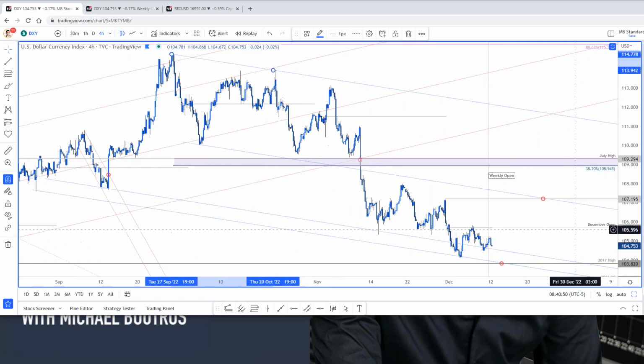Any questions on DXY? We are testing downtrend support heading into inflation data tomorrow and the FOMC on Wednesday. Sit tight, buckle up, and stay nimble here.